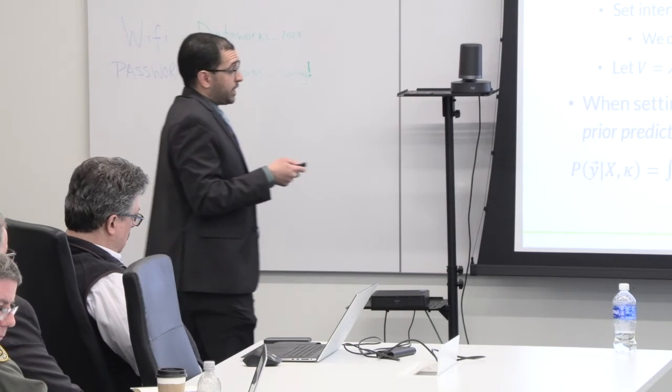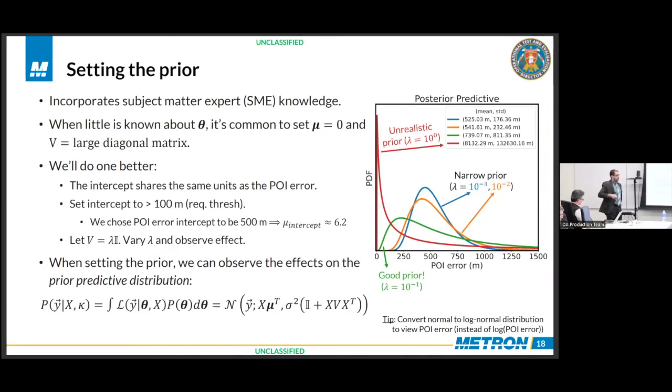Variance is a little more tricky because there's many more things to set. So what we'll do is we'll just have v equal some coefficient times a diagonal identity matrix. And we'll observe the effect. Specifically, we'll observe the effect on something called the prior predictive distribution. And so this distribution is the probability of y integrated over all the parameters that this system could be in, that prior distribution. And after doing that, normal distributions are very nice. You get another normal distribution, but now with a different mean and a different variance.